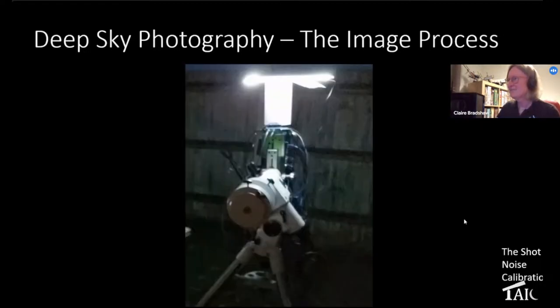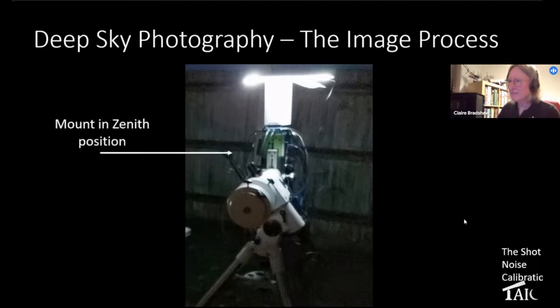Oh, gosh. So here is how I do my flats. So the mount points at zenith, and then I put an LED panel over the top. And this is where you have to put your trust in the laws of physics, because essentially you're asking a telescope that costs around about £7,000 to point straight up at the night sky with a concrete base at the bottom, and that everything has to work and not fall off, because this thing is quite heavy.